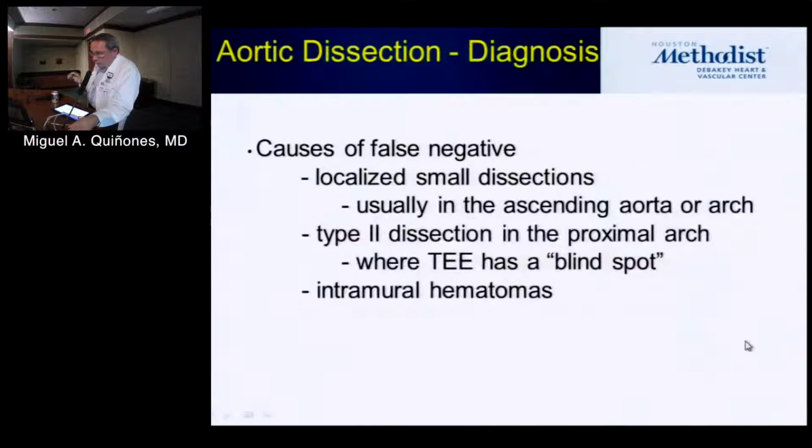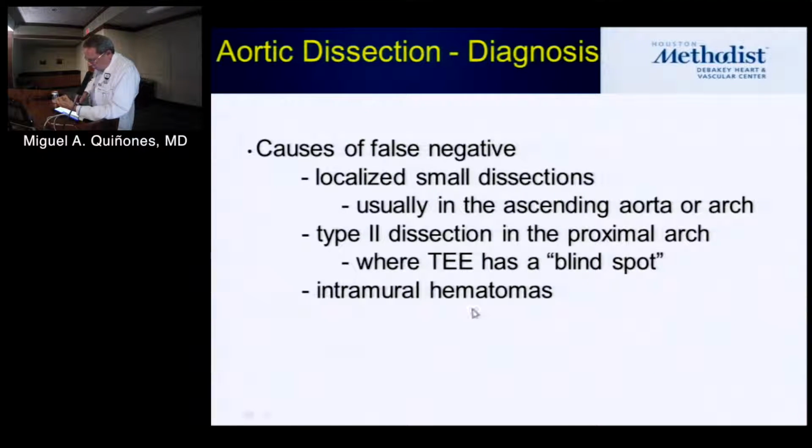False negatives. Can they happen? Yes. How often? If you know how to do TEEs properly, very, very infrequent. Most recent studies show neck-to-neck sensitivities of TEEs with CMR and so on. Okay? Can it happen? Yes, it can happen. Most commonly because of the blind spot area. Very small, localized dissection, usually in that area that we discussed before.